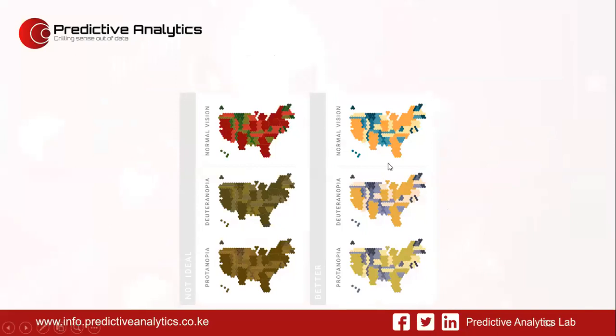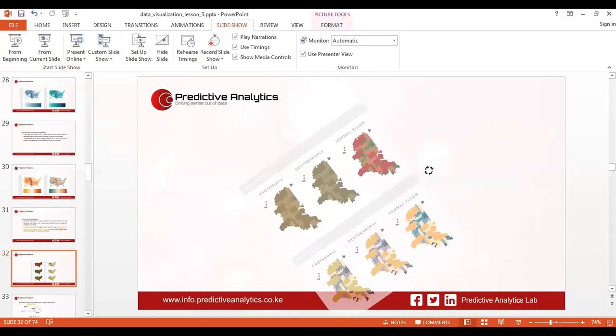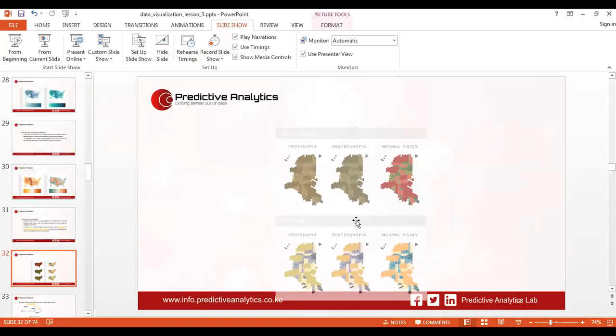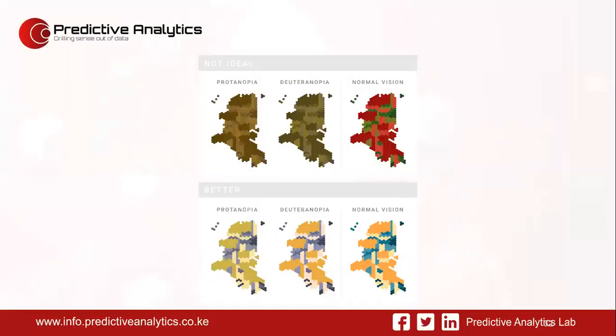This is an example of, let me see if I can rotate. So this is the color blind that I was talking about. We have different types of color blind abnormalities. So we have this protanopia, deuteranopia, and anormal vision. So you can see that there are different types of colorblind people.